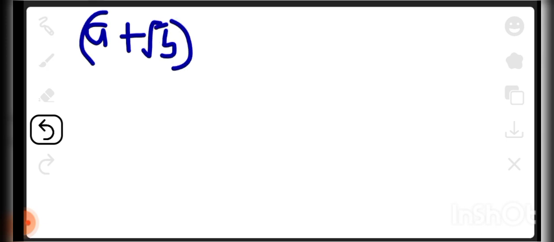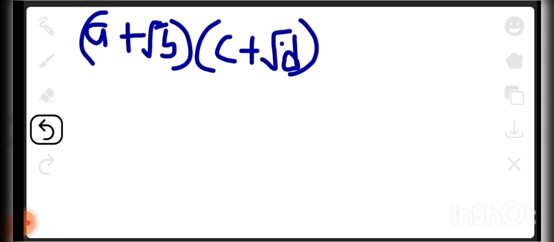Now, to multiply a surd, we use the principle of expansion as follows. Let's assume we have the surd (a plus root b) multiplying, there's no sign there. If you have 2 brackets like this, it means they are multiplying each other. Multiplying (c plus root d).